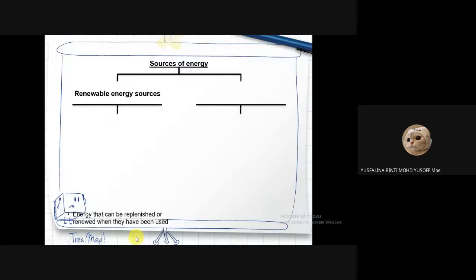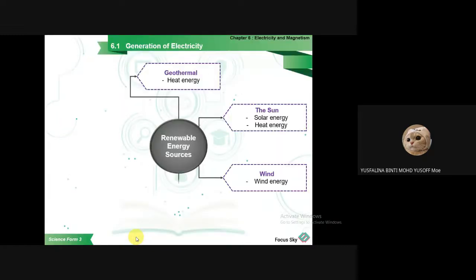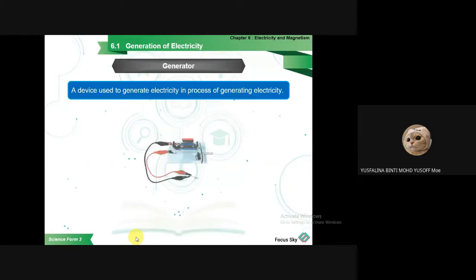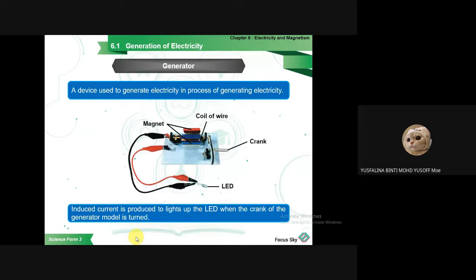So this one we already discussed. So, induced current: the investigation of Michael Faraday. That is the scientist who found the induced current. So that is Michael Faraday. Before we learn how to produce electricity, you need to know about the power station.